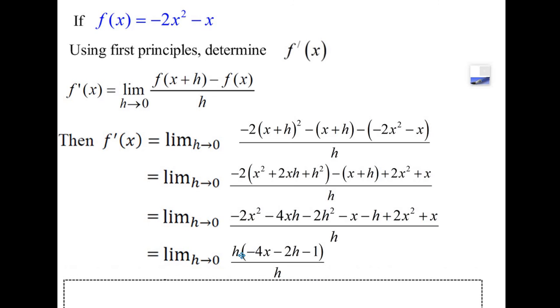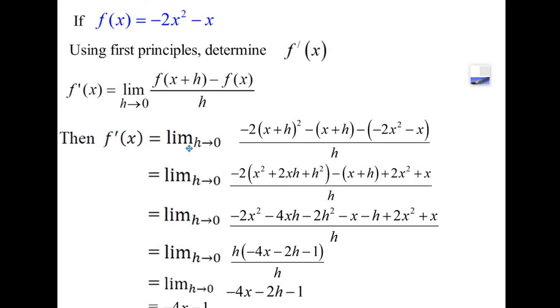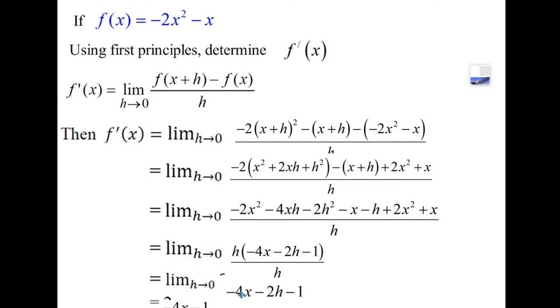And now that nice thing I talked about happens. The h's cancel, and you're just left with this minus 4x minus 2h minus 1. Now the big deal is you're going to let h approach 0. So if that h becomes nothing, then that means this falls away and your answer is minus 4x minus 1.